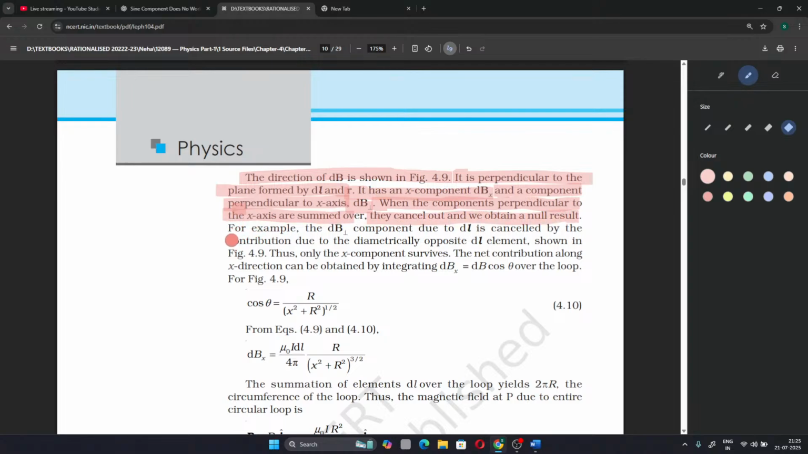For example, the dB component due to dl is cancelled by a contribution due to the diametrically opposite dl element shown in the figure. Thus, only the x component survives. The net contribution along the x direction can be obtained by integrating dBx, which is equal to dB cos theta, over the loop.